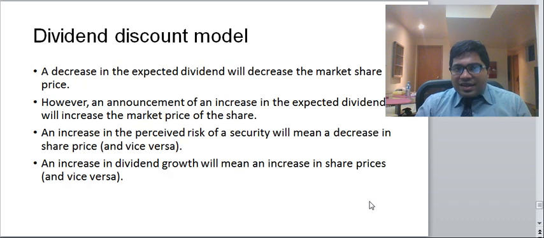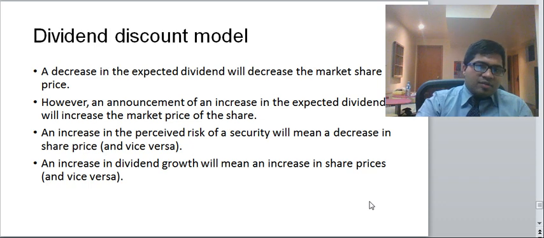A decrease in expected dividend will decrease the market share price. However, an announcement of an increase in the expected dividend will increase the market price of the share. An increase in risk will mean a decrease in share price. An increase in growth of dividend will mean an increase in share price.